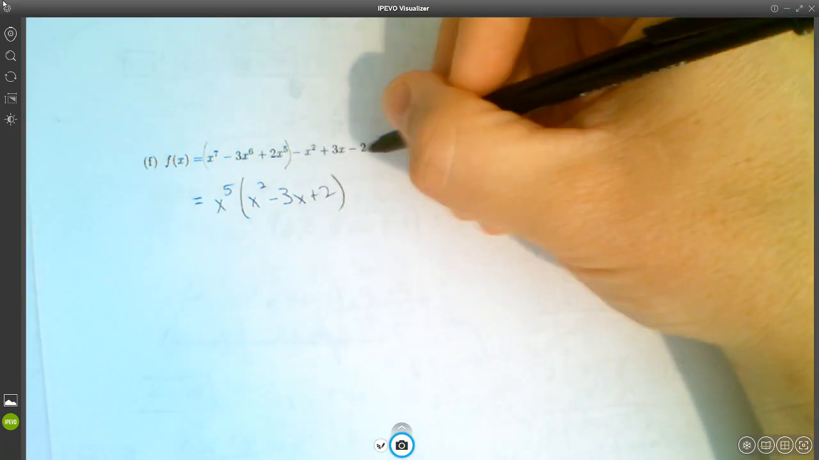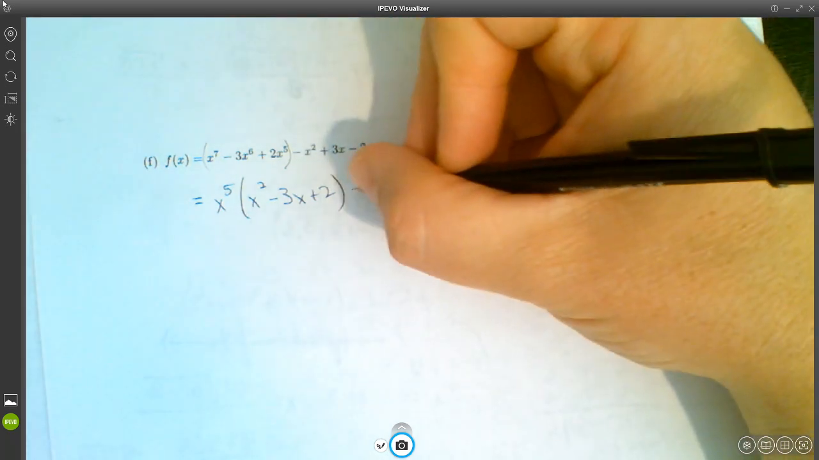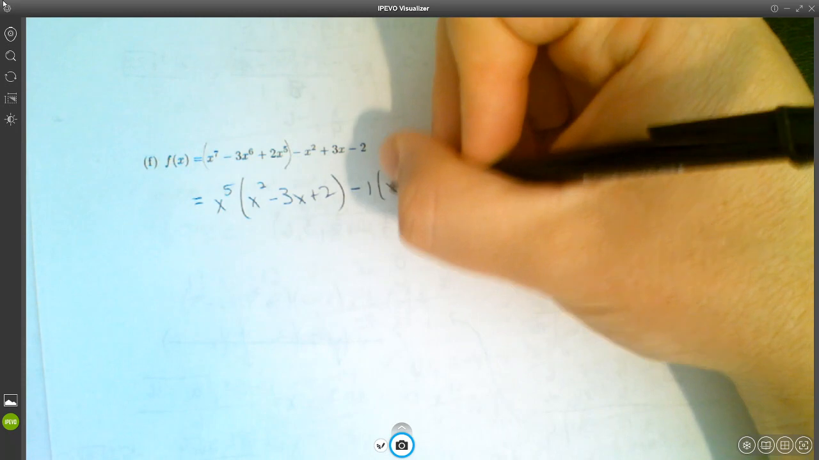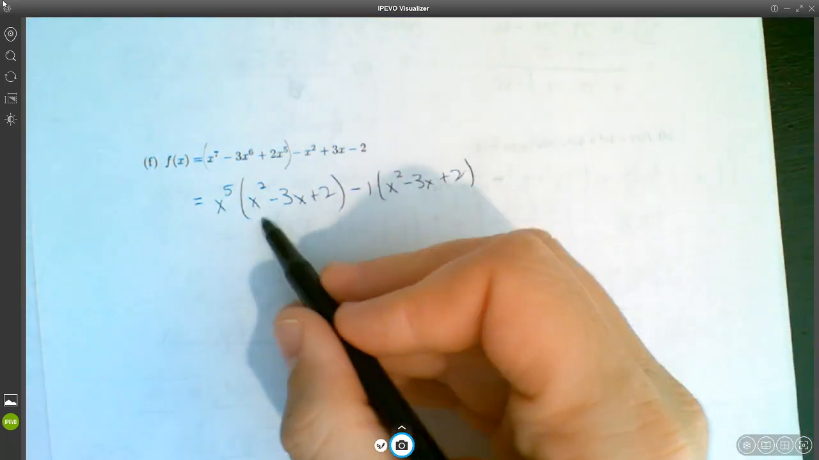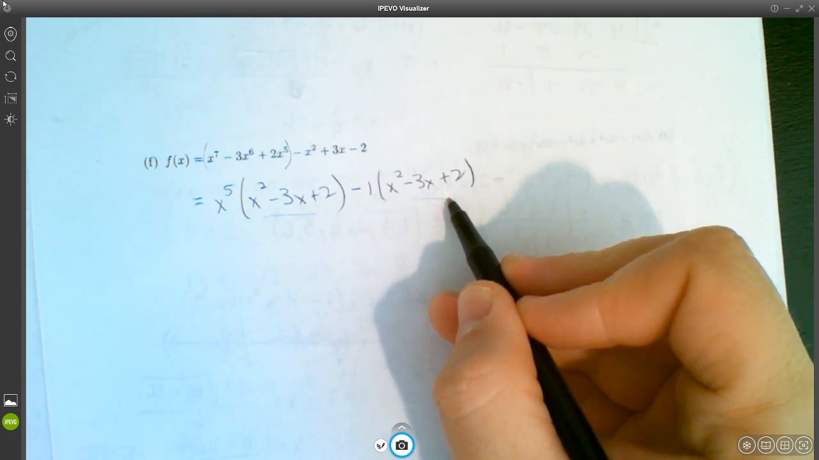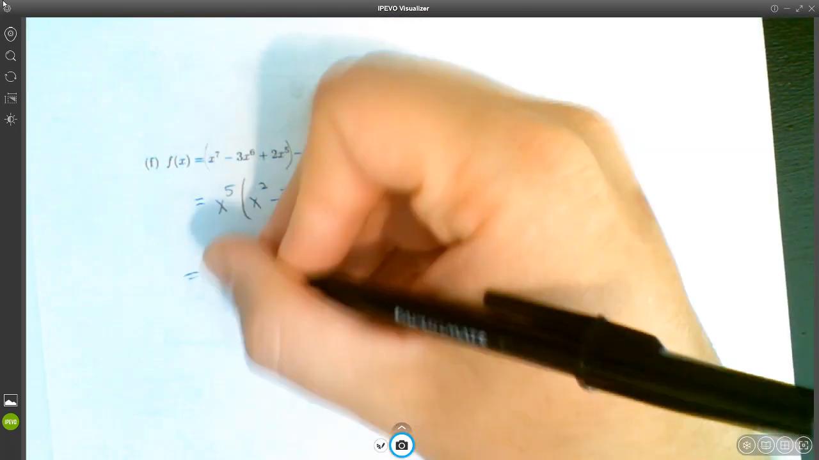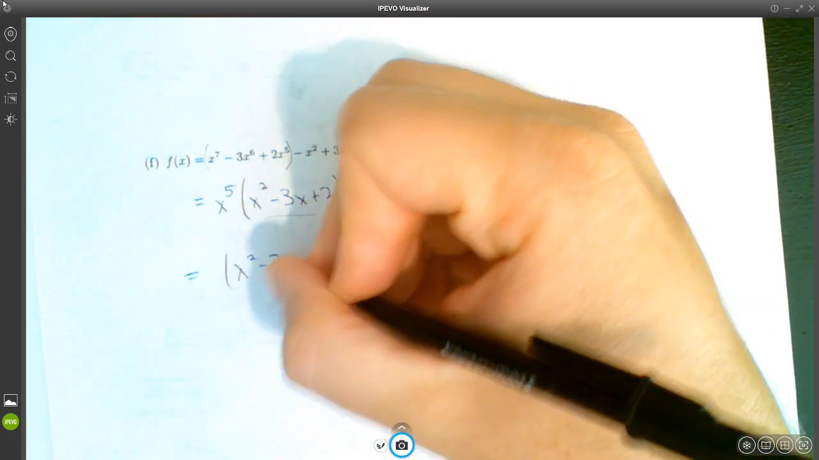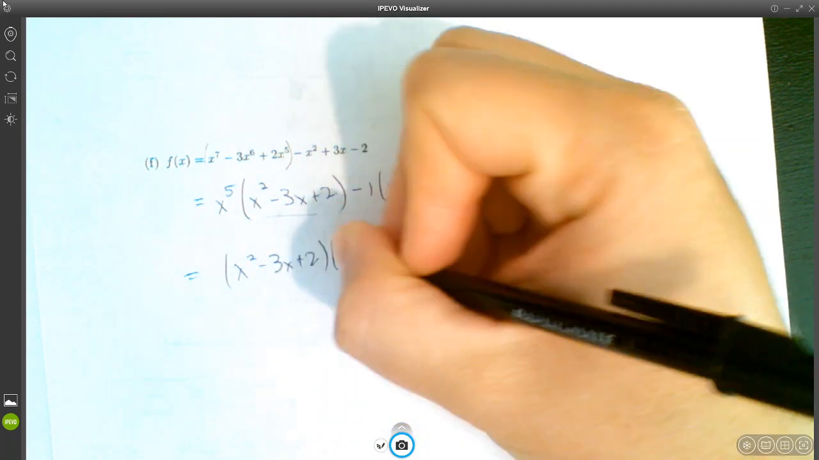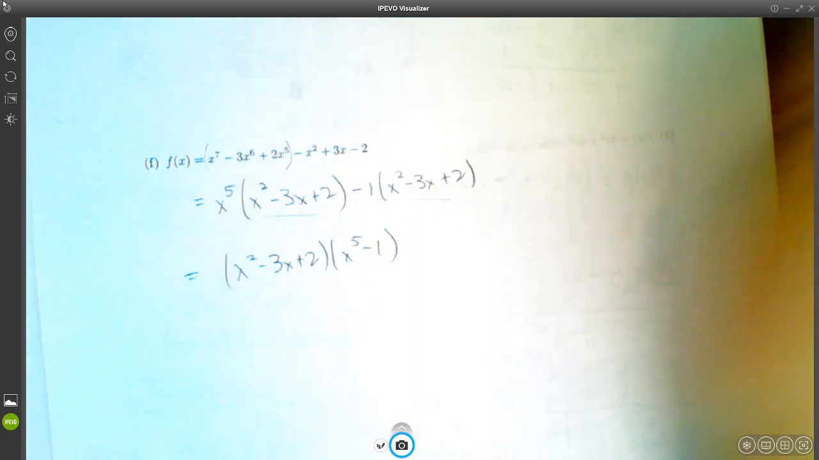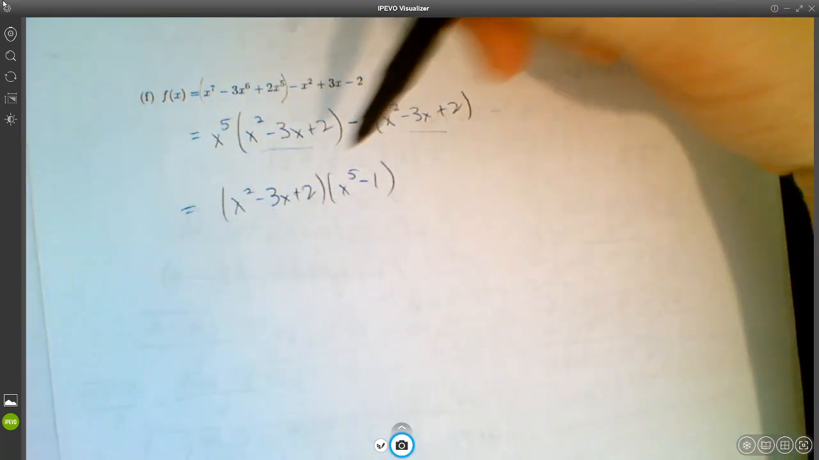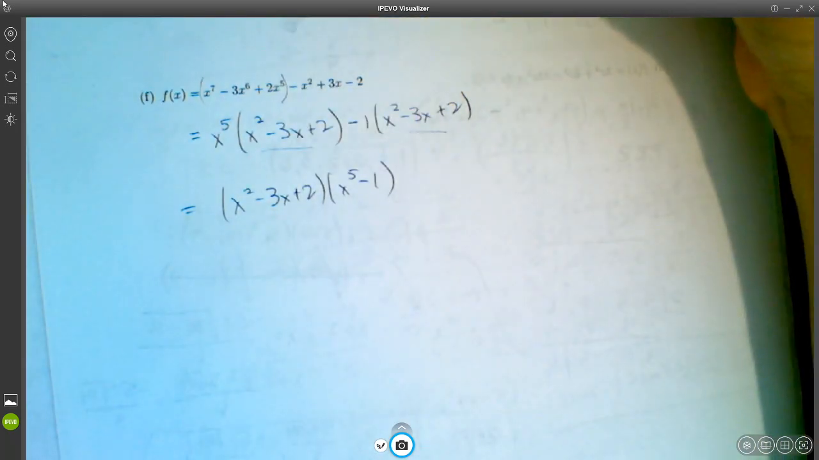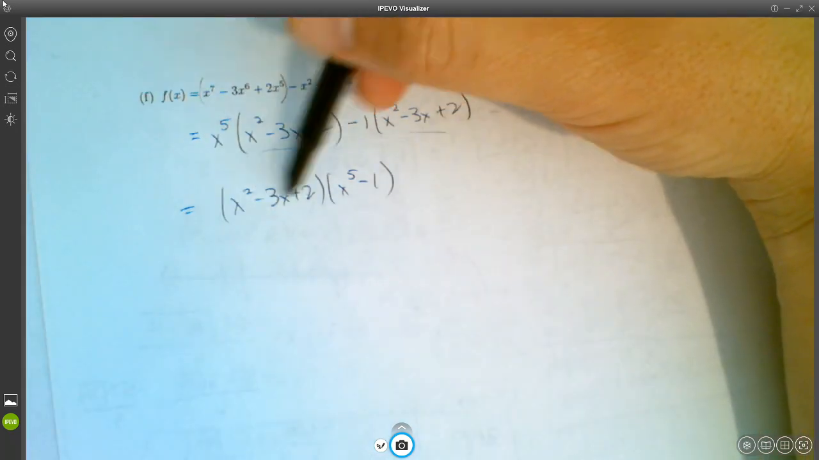And then if I factor the second group, I can take out a negative 1, and I'm left with x squared minus 3x plus 2. And now notice these things match. So I can take that out, and I get x squared minus 3x plus 2 times x to the 5th minus 1. Good. Can I factor this any further? Well, yes. This one, I think I can do x minus 2 times x minus 1.